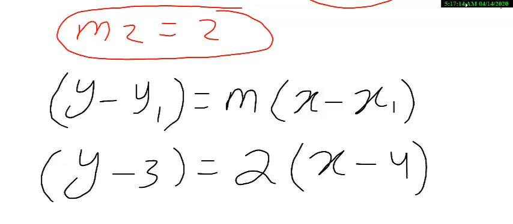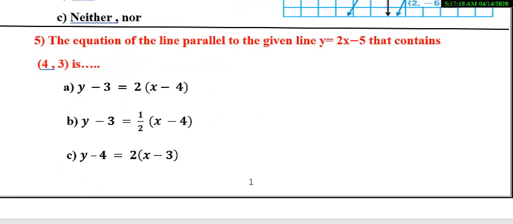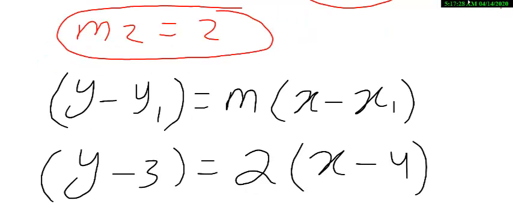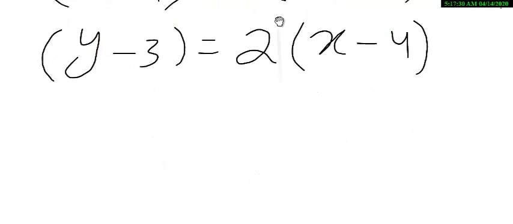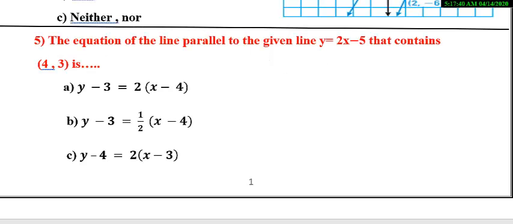y minus 3 equals 2 multiplied by x minus 4, so multiple choice A matches the correct answer which I got by procedure. So the correct answer for question number 5 is A, which is y minus 3 equals 2 multiplied by x minus 4. And this covers the answer for question number 5.